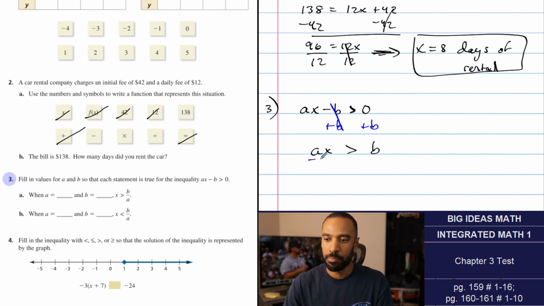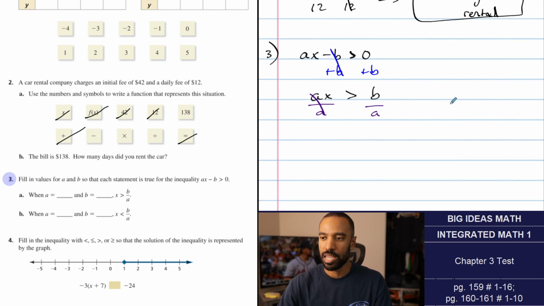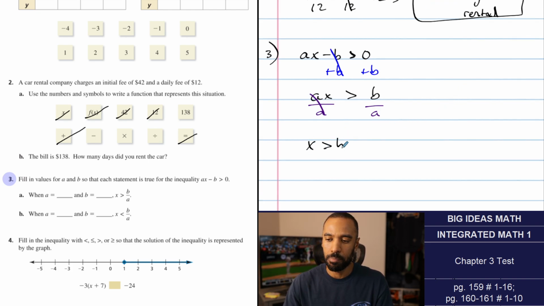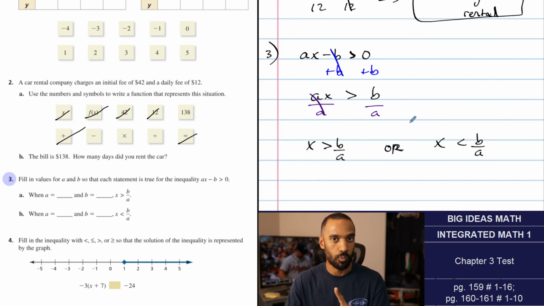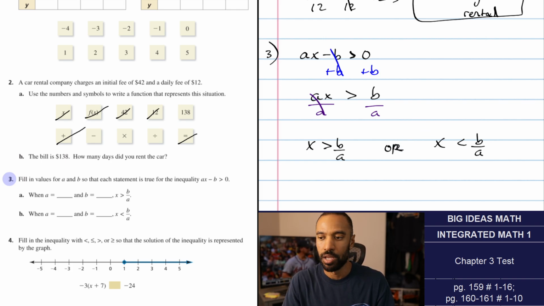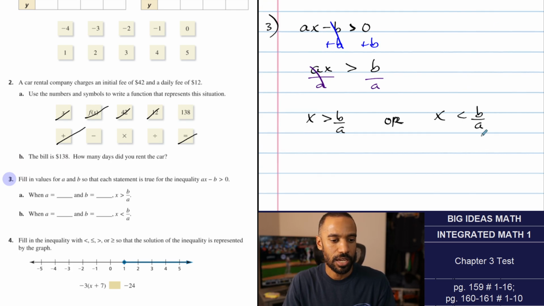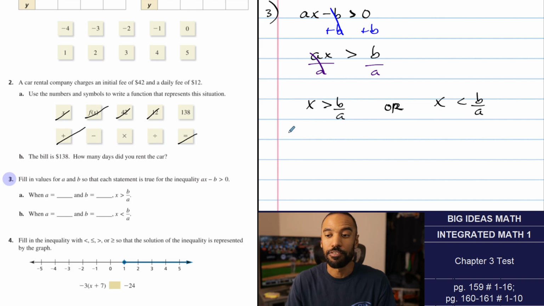And then when you divide both sides by a, one of two things can happen. X can either stay as greater than b over a, or x can be less than b over a. I'm not saying both are allowed. I'm saying one of two will happen based on what they're going to talk about here. This is what they mean. Part A says when a equals this and b equals this, x is b over a. It says fill in values, so I get to choose my own.